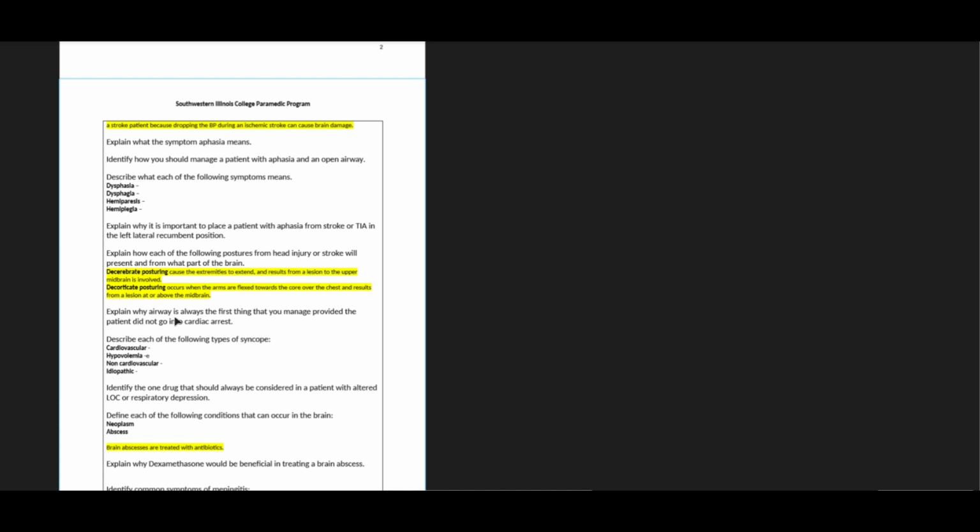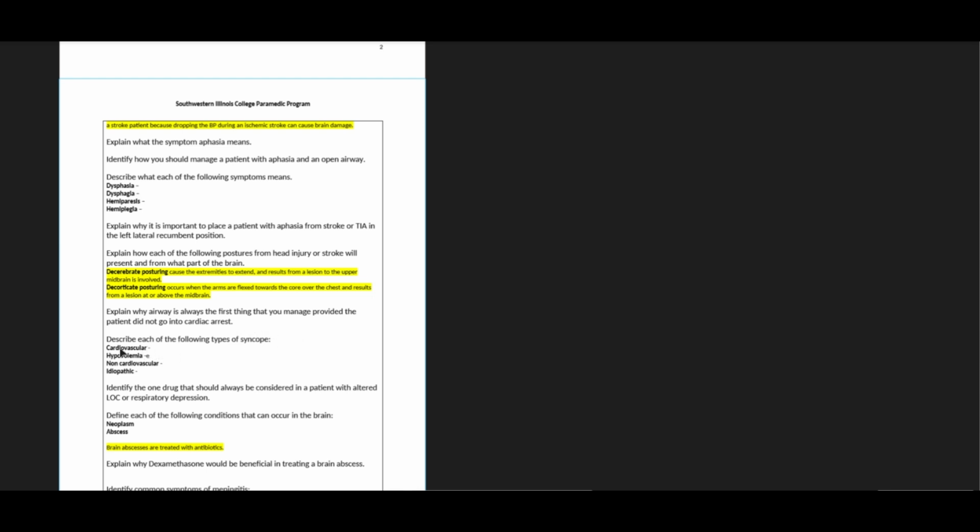Explain why airway is always the first thing that you manage, provided the patient did not go into cardiac arrest. So this is kind of a random question, but that seems almost too obvious to put into words, but it's because you want to avoid hypoxia, and you don't want tissues to go unperfused, especially vital organs. And you need an airway to do that. So that's why we have A, B, and C.